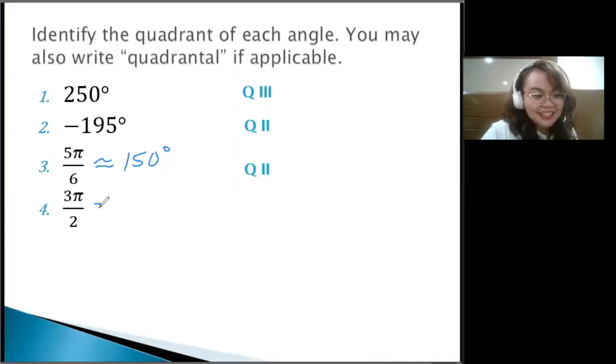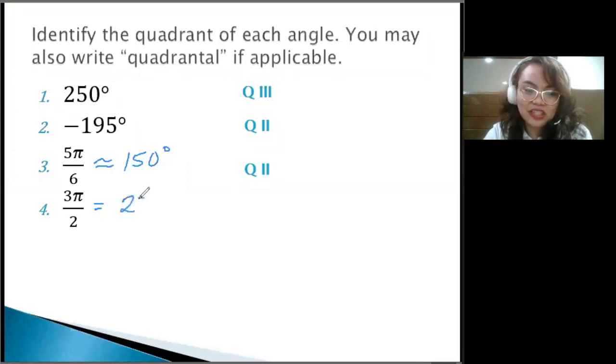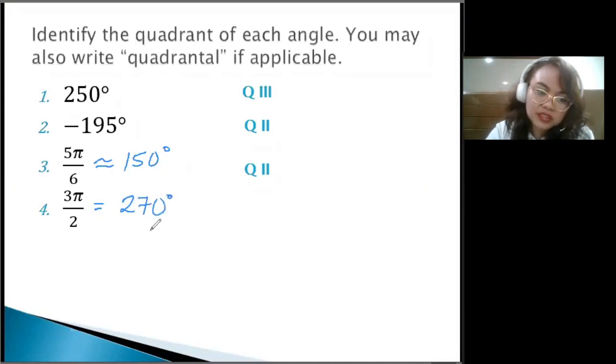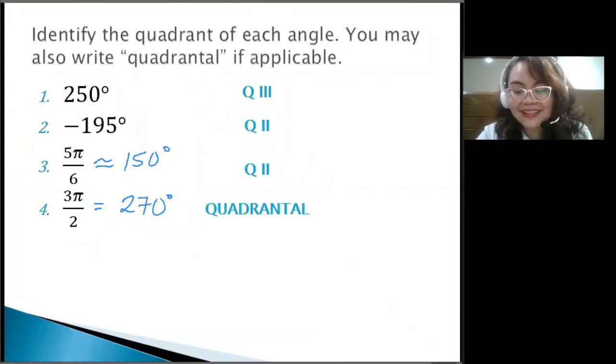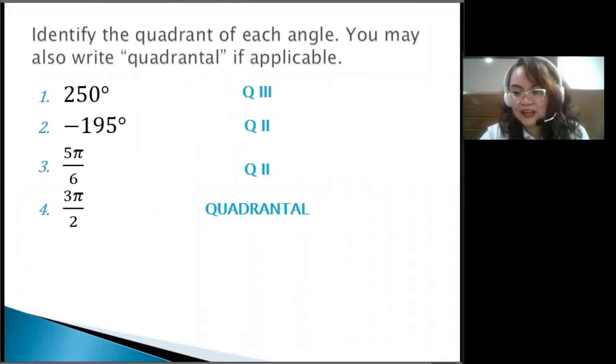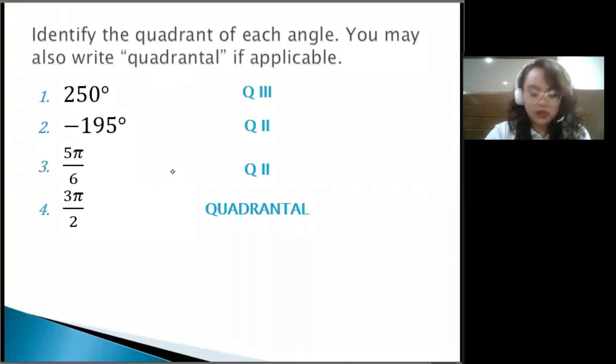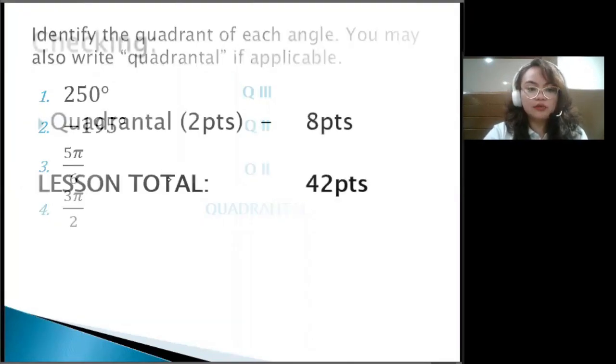Let's convert this. We have 3 pi over 2. If we convert it, we'll get 270 degrees. O, anong sabi ko sa inyo? Kapag sakto siya sa x and y axis, anong tawag sa mga yon? What do you call those kinds? Very good, Sam and Dwayne. Quadrantal angles. All right. So, ayan. Sana may natutunan kayo in this lesson. Wonderful, wonderful. Kindly check your own paper.